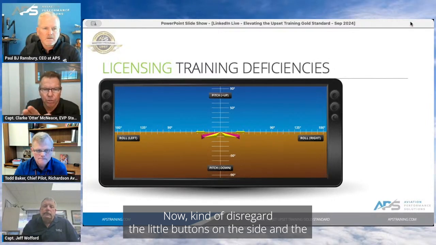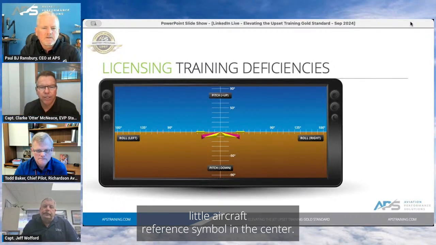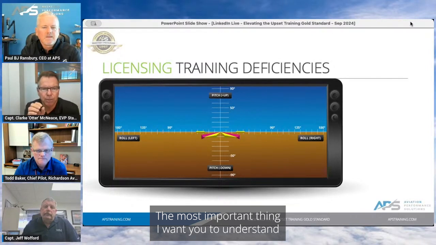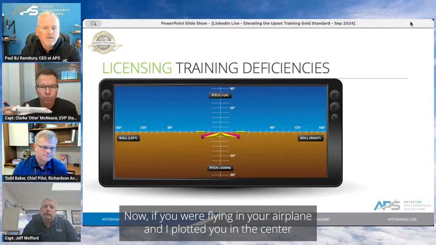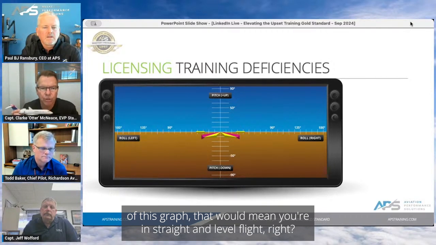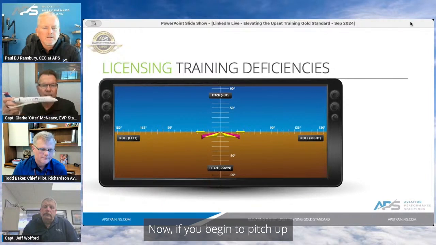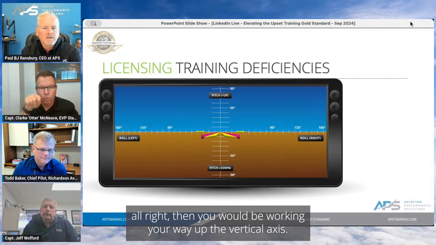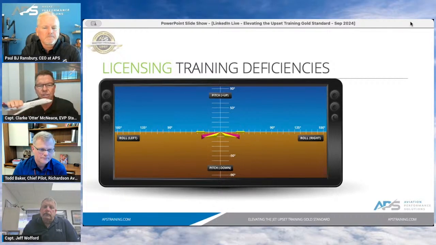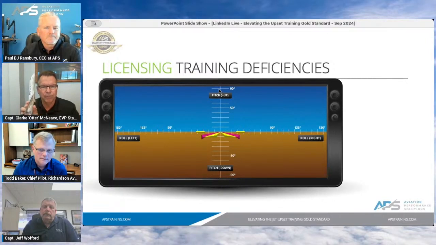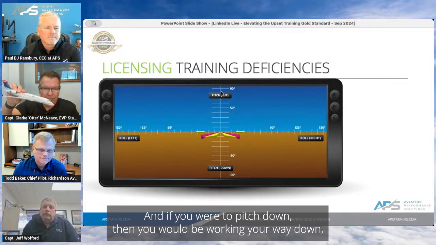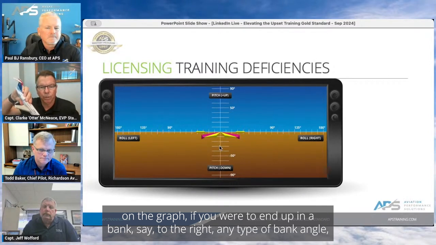Disregard the little buttons on the side and the little aircraft reference symbol in the center. The most important thing I want you to understand is that this is a graph of all attitudes that you can get in an airplane. If I plotted you in the center of this graph, that would mean you're in straight and level flight. If you begin to pitch up, you would be working your way up the vertical axis, and all the way at the top of the axis, you're now 90 degrees nose up. If you were to pitch down, you would be working your way down on the graph.